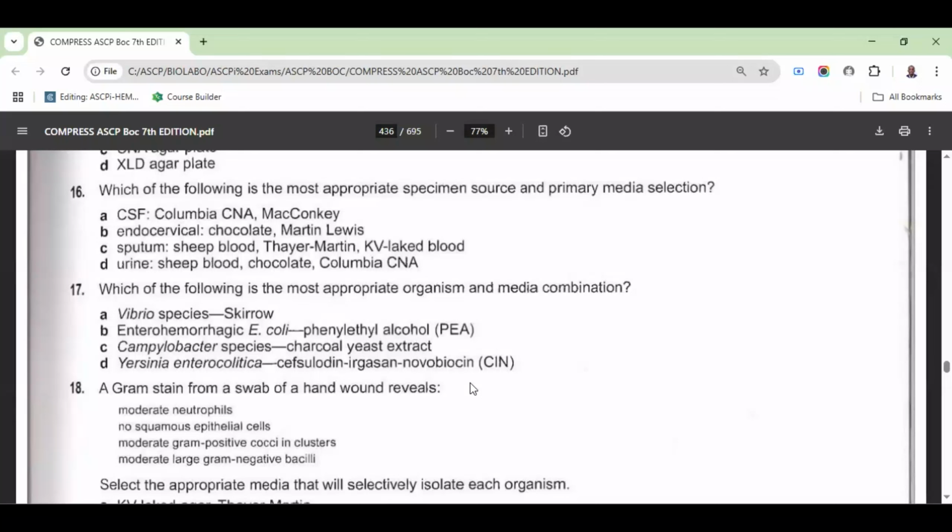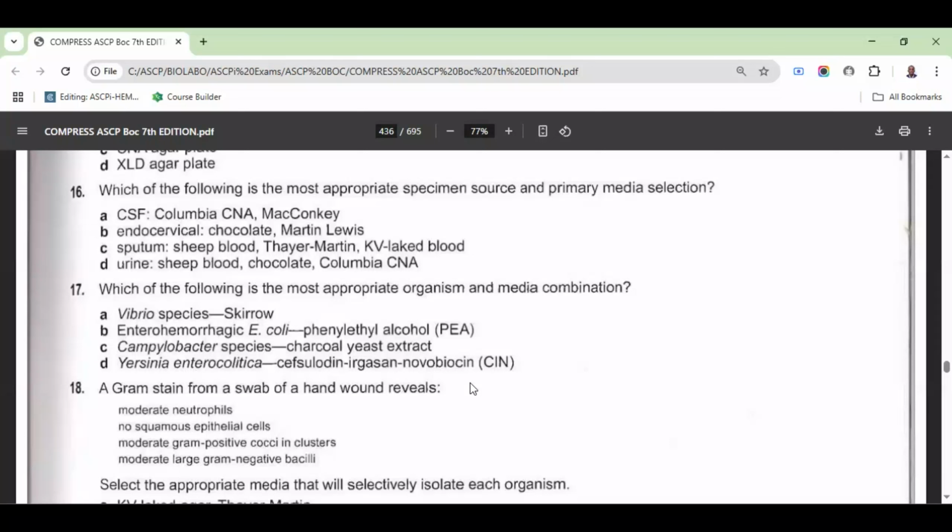So because we are suspecting those bacteria in CSF, that's why, oh, sorry, not CSF. We are talking about the endocervical specimen for chocolate and Martin Lewis. So this one is for Neisseria gonorrhoeae and similar organisms. Sorry, it was not CSF.